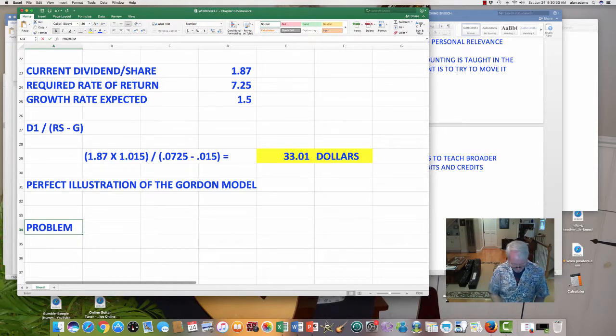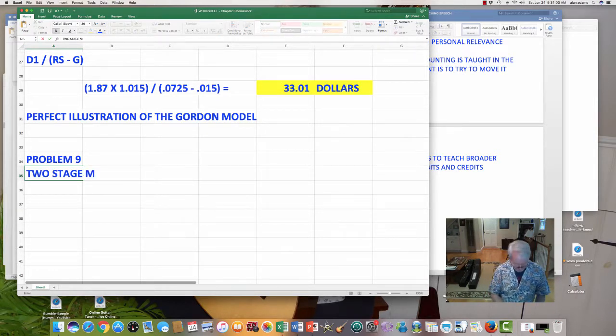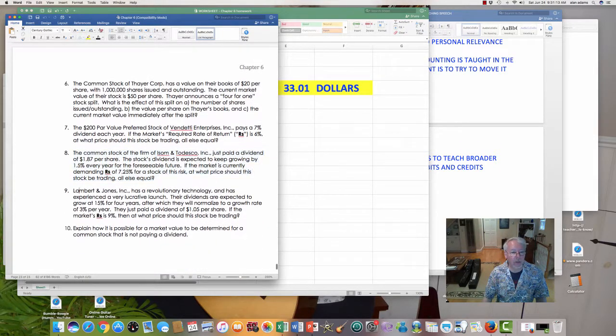The last problem I'll leave you with, of course, is problem number 9. And as you might expect, this is going to be a 2-stage model. That means that there are 5 things you need to know. Okay, let's identify those as we go. All right, this company, let's go take a look at it here, is called Lambert & Jones.